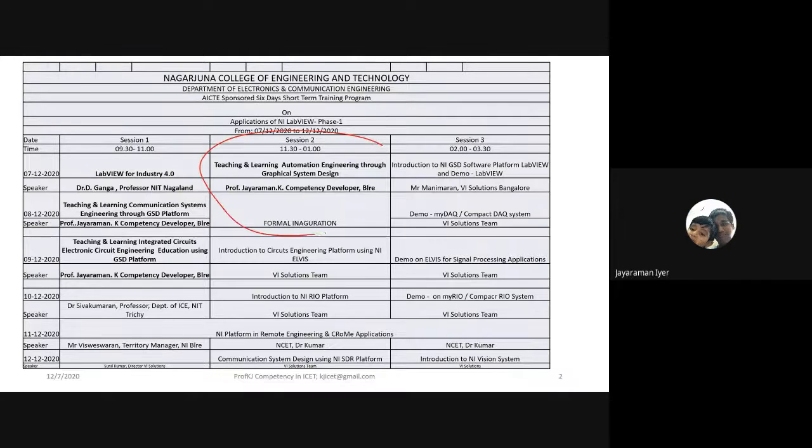Today's session is automation engineering. The second one, tomorrow's session, is going to be communication system engineering. The third one is electronic engineering, electronic circuit engineering. These three sessions are more or less integrated in such a way that I am coming top-down. That means automation engineering, in which communication plays a part, and in communication, circuits play a part, so it's going to be top-down, and you will enjoy that.